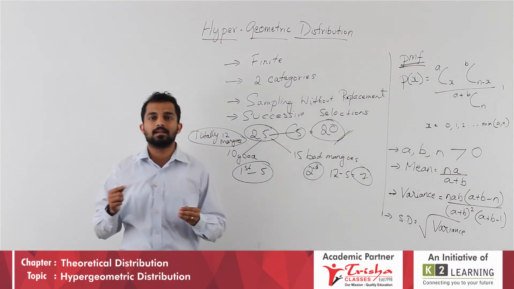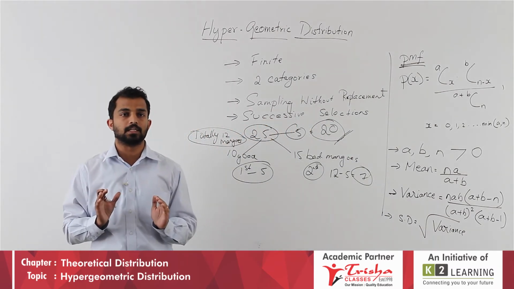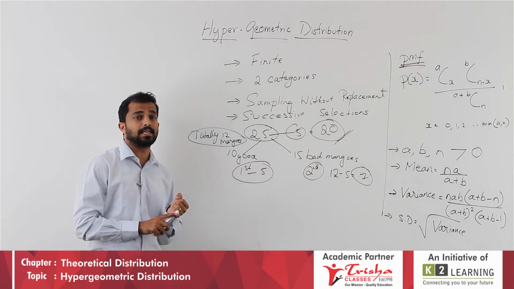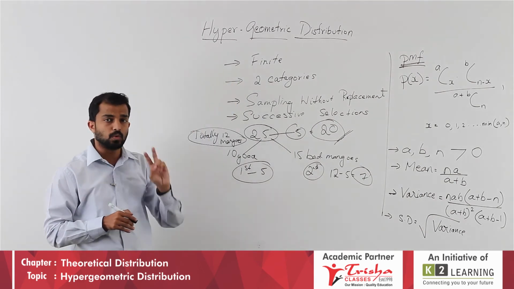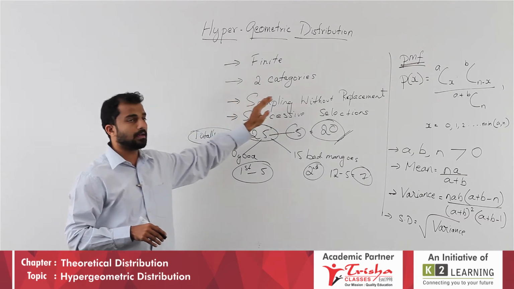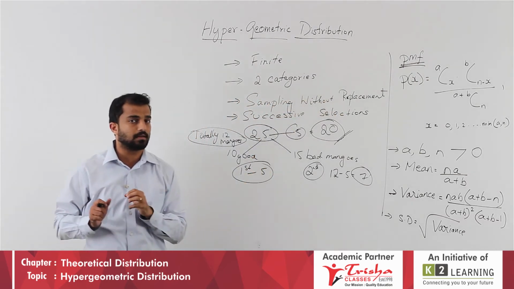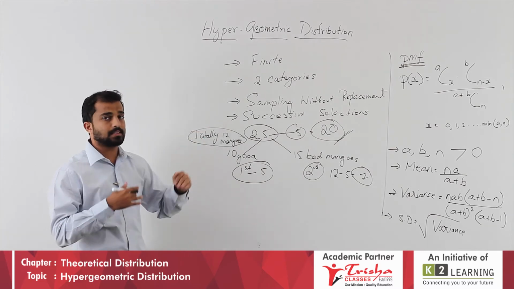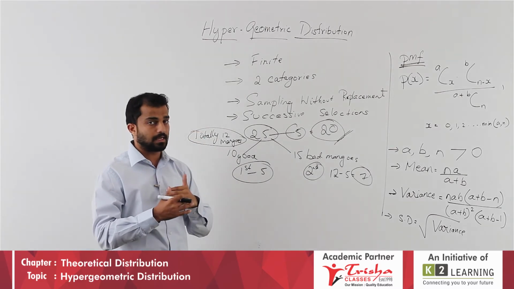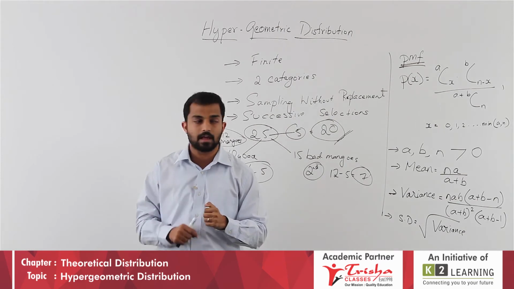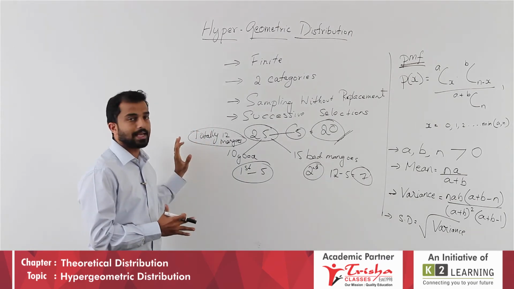So, quickly in a nutshell, students, hypergeometric distribution is for a finite series. There will always be two categories. Sampling is done always without replacement. That means things which are taken once are not considered once again. There are successive selections of draws. That means the probability will be changing with every draw. And I gave you an example here.